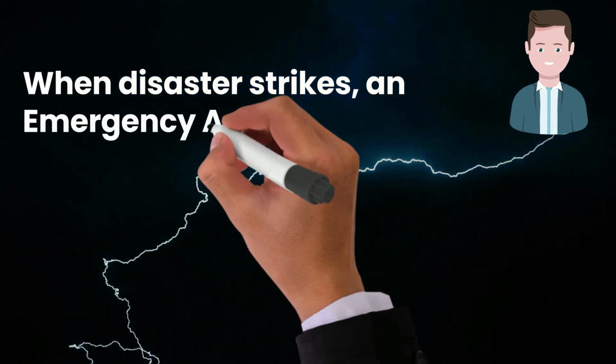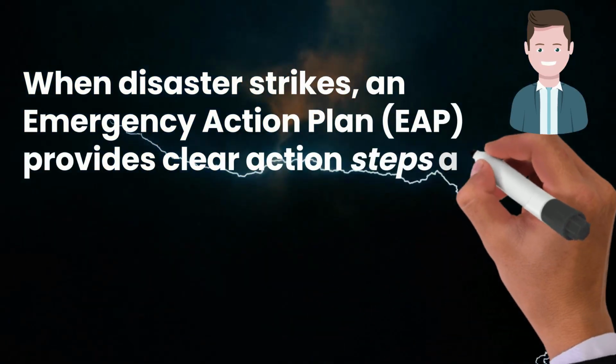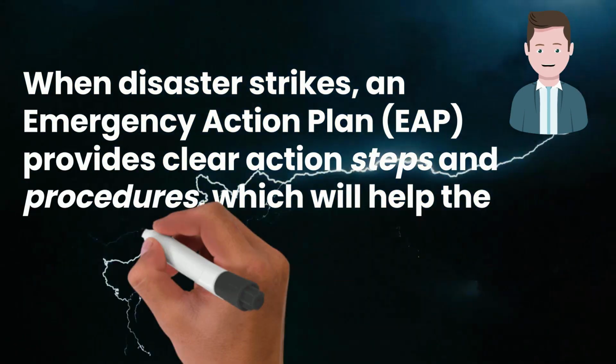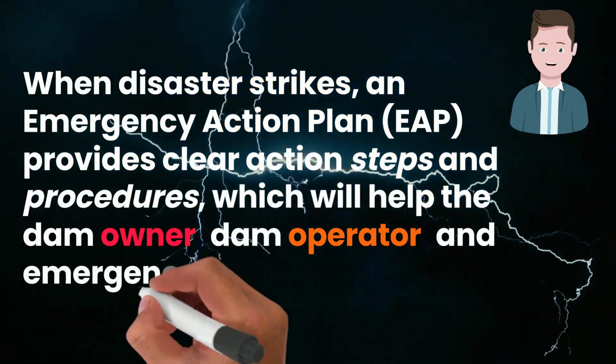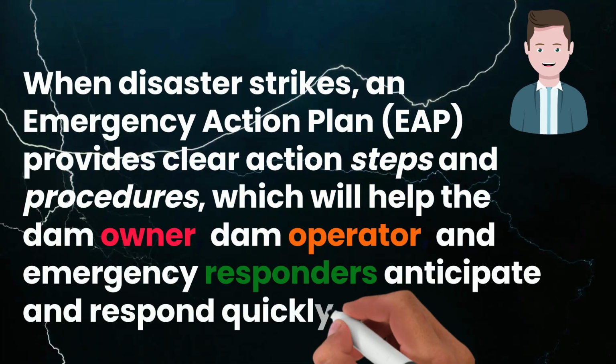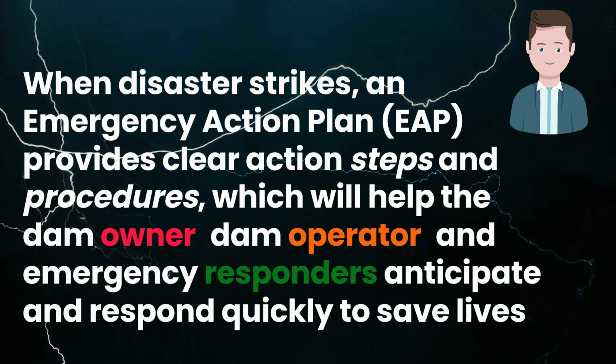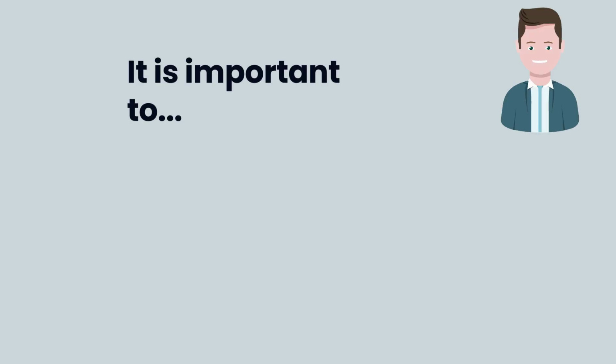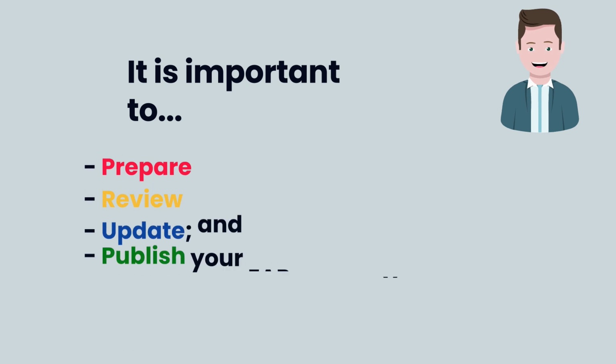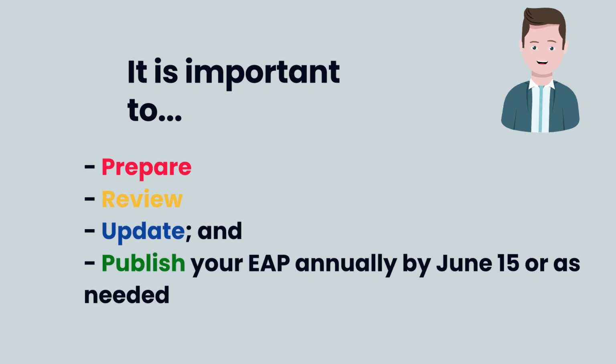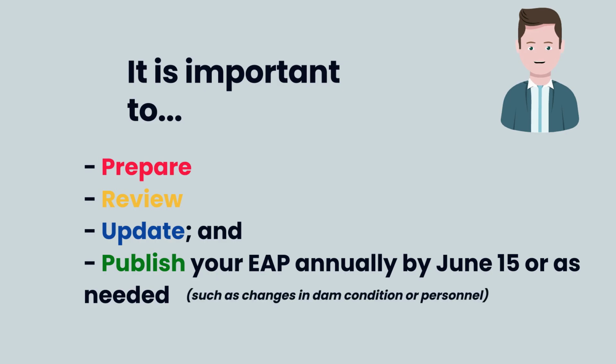When disaster strikes, an Emergency Action Plan, EAP, provides clear action steps and procedures which will help the dam owner, dam operator, and emergency responders anticipate and respond quickly to save lives. It is important to prepare, review, update, and publish your EAP annually by June 15th or as needed.